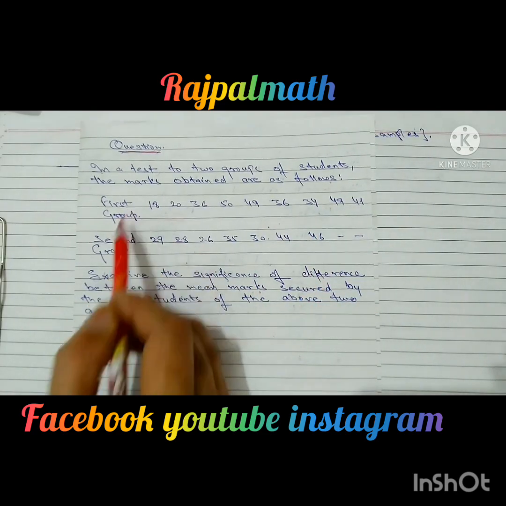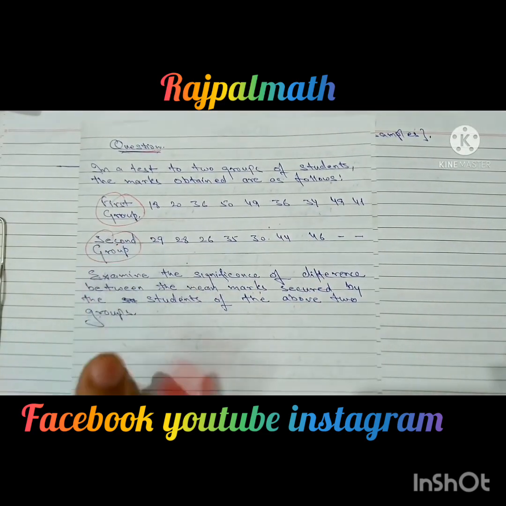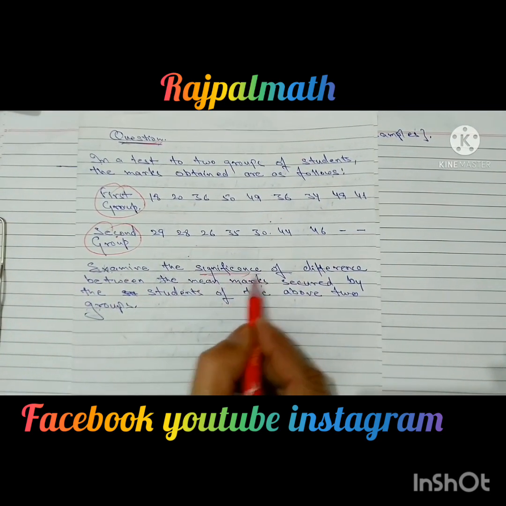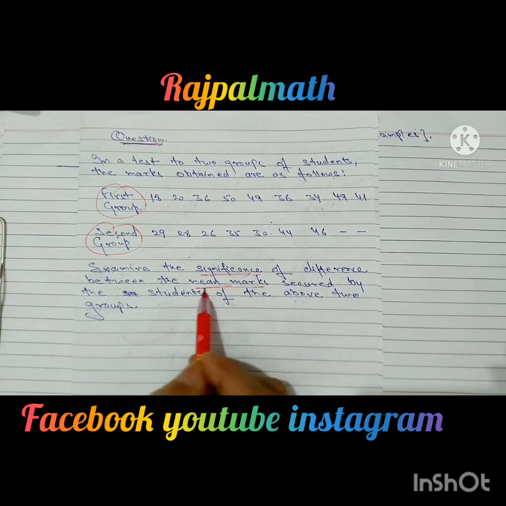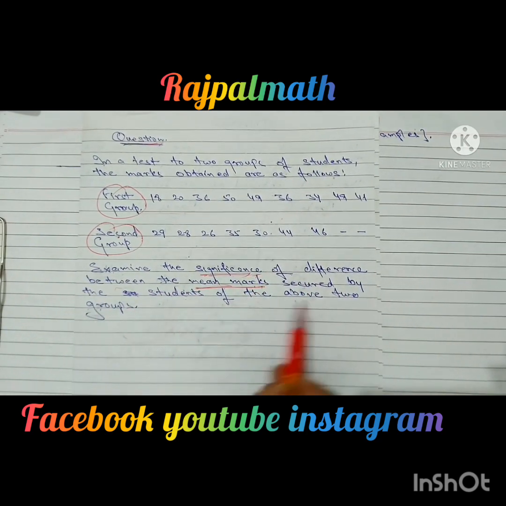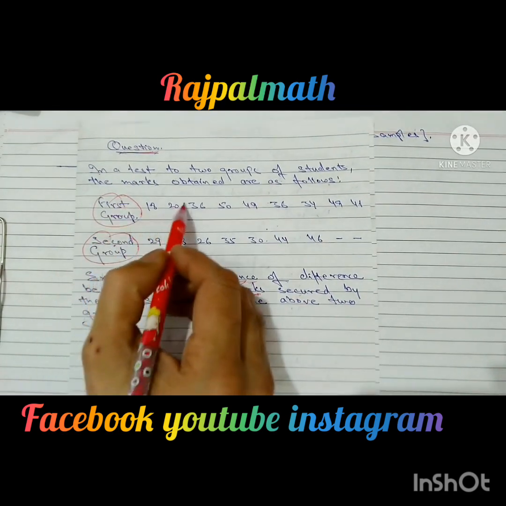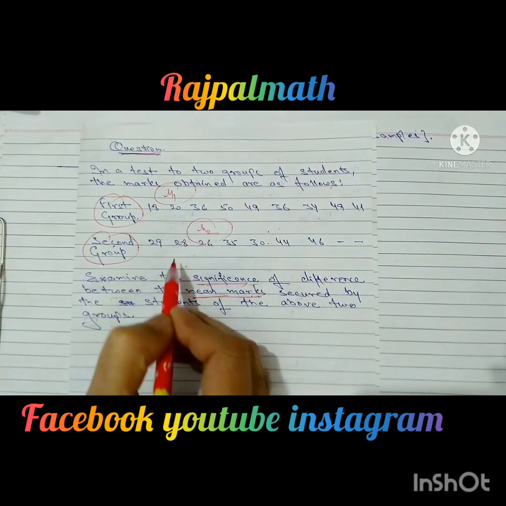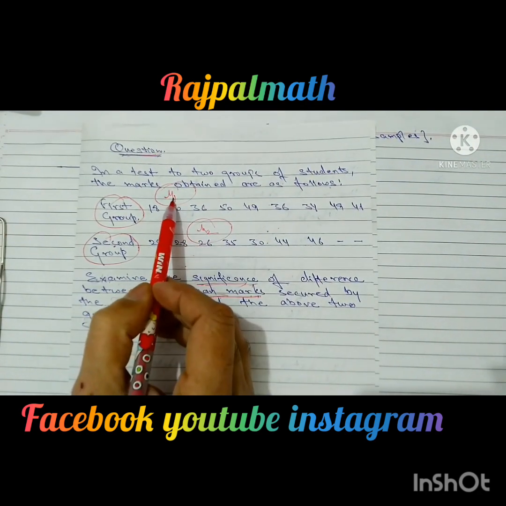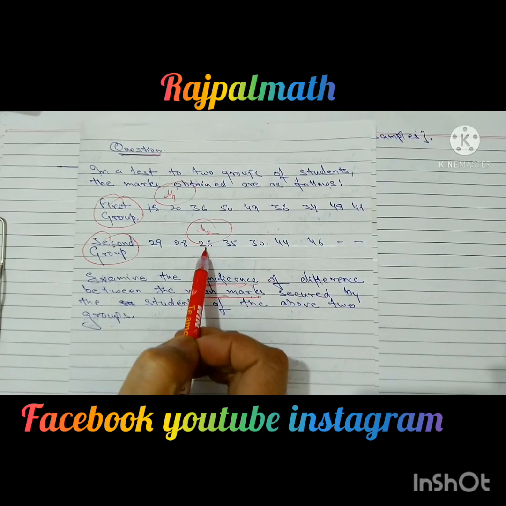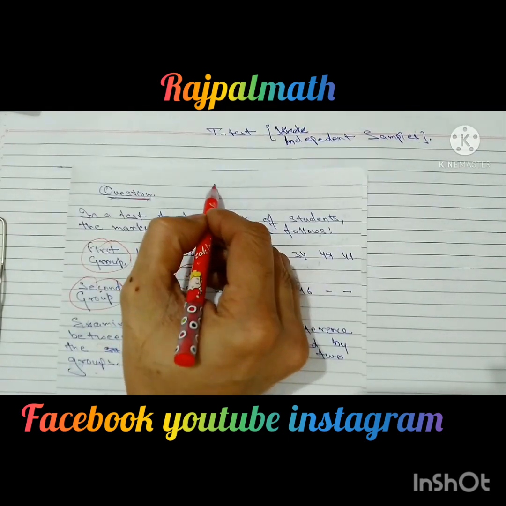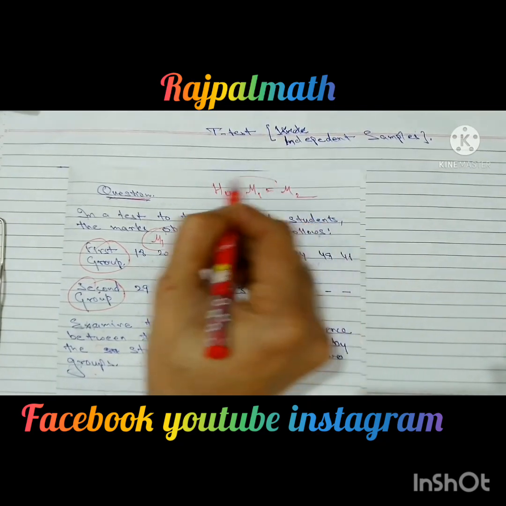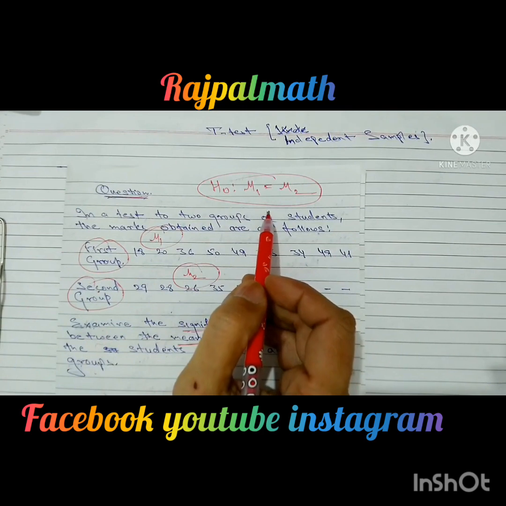Marks of two groups are given, group number 1 and group number 2. Examine the significance of difference between the mean marks scored by the students of the two groups. Let mean of group 1 be mu 1 and mean of group 2 be mu 2. So our null hypothesis is H naught such that mean of group 1 equals mean of group 2.